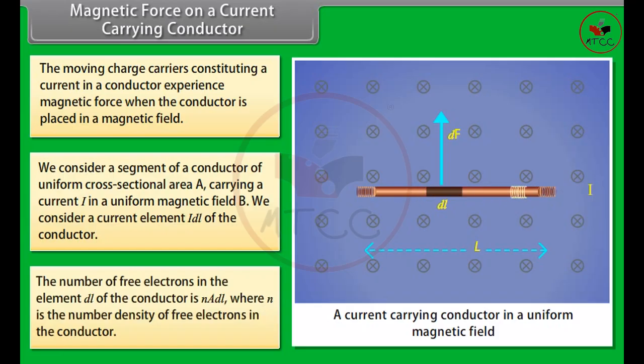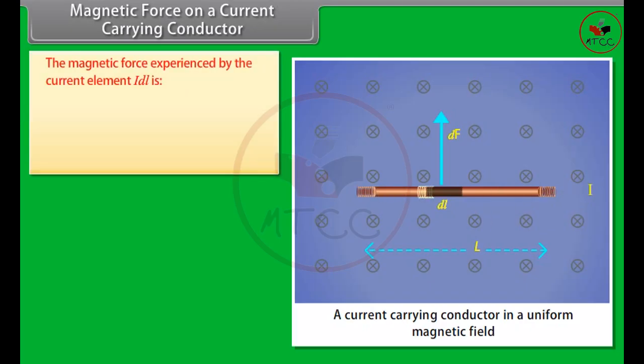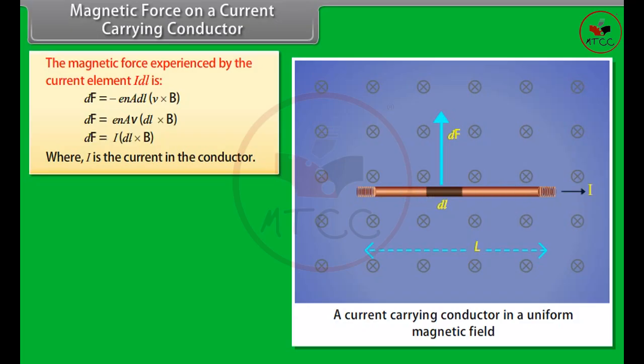The number of free electrons in the element dl of the conductor is nA dl, where n is the number density of free electrons in the conductor. The magnetic force experienced by the current element I dl is given by minus e n A dl (v × B), which is equal to I (dl × B), where I is the current in the conductor.